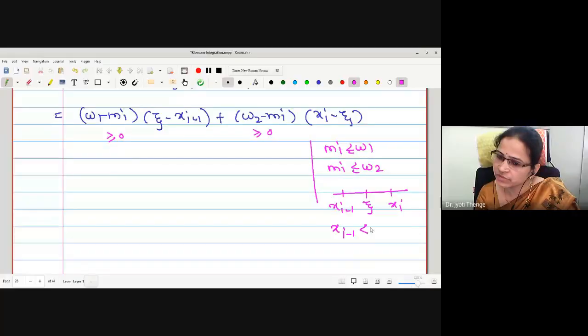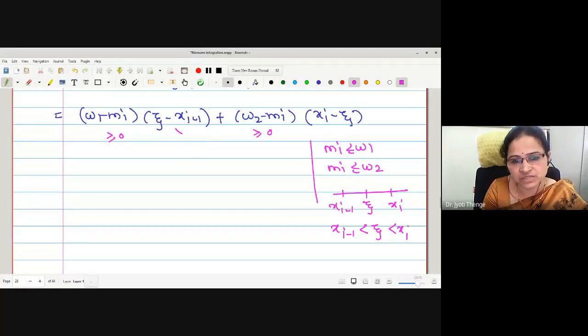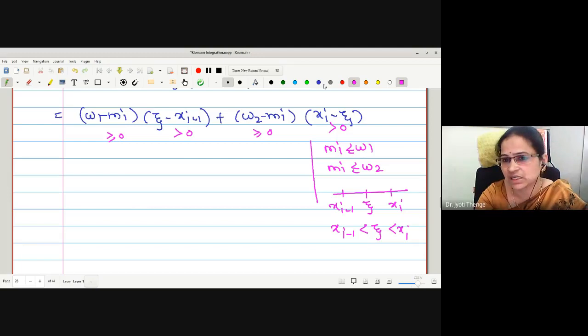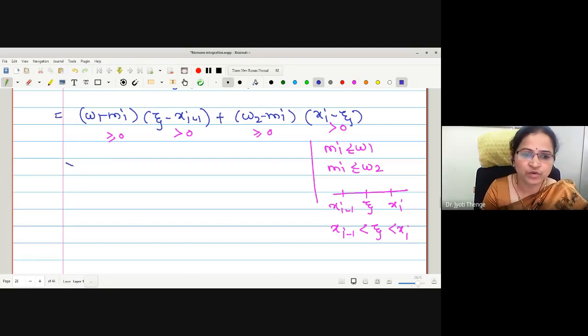What about zeta minus xi minus 1, in between xi minus 1 to xi? Because zeta minus xi minus 1 will be strictly positive, strictly greater than 0. Similarly, xi minus zeta will be again strictly positive. Therefore, what about the multiplication, non-negative into positive? Non-negative into positive will be non-negative, and addition of two non-negatives will be non-negative. Therefore, may I write this is greater equal by 0.